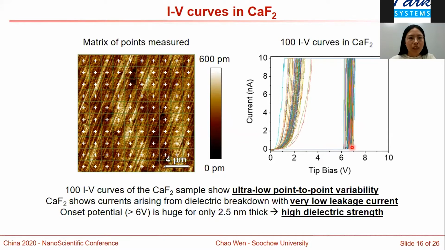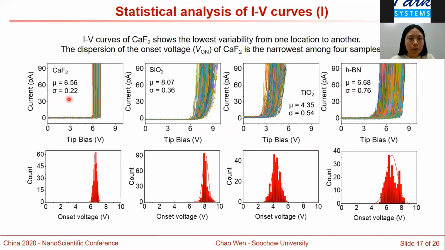Later, we reproduce the experiments in calcium fluoride. We also reproduce the same experiments in silicon dioxide, titanium dioxide, and hexagonal boron nitride. Here, I want to point out that in the paper published in Applied Physics Letters, which is written by Professor James Home, they only presented 1 IV curve for each thickness, but here I presented over 200 IV curves, 280 IV curves in each stack, which means that our results are more reliable.